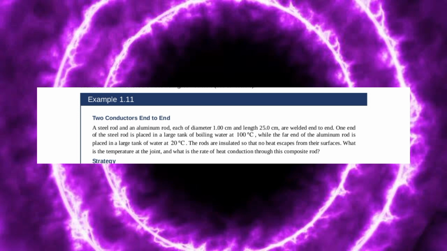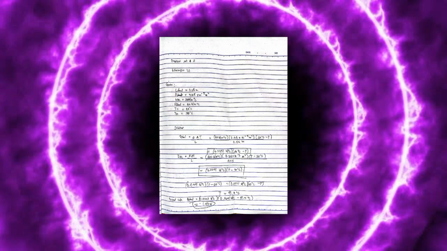One end of the steel rod is placed in a large tank of boiling water at 100 degrees Celsius, while the far end of the aluminum rod is placed in a large tank of water at 20 degrees Celsius. The rods are insulated so that no heat escapes from their surface. What is the temperature of the joint, and what is the rate of heat conduction through this composite rod?